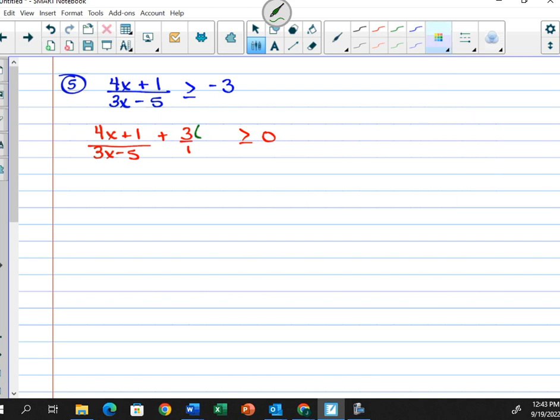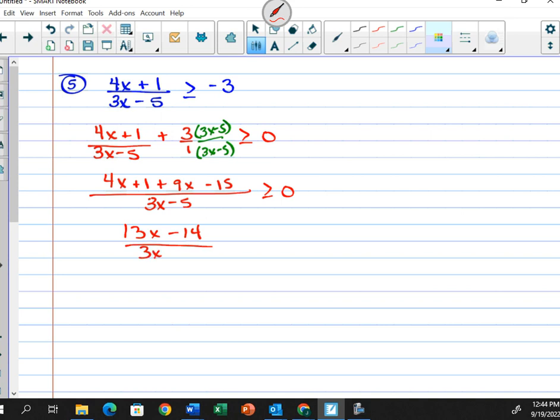So guys, my common denominator is 3x minus 5. So I have 4x plus 1 plus 9x minus 15 over 3x minus 5. So that's 13x minus 14 over 3x minus 5. And this is where you doubt that you've done it right, because those are really weird numbers. It's okay, they're just fractions.